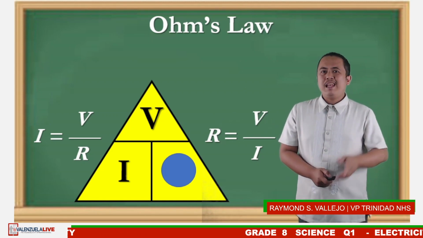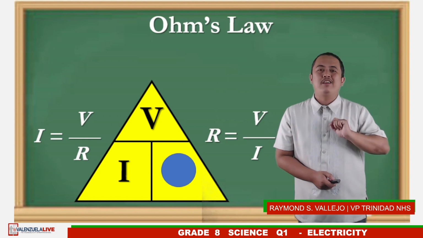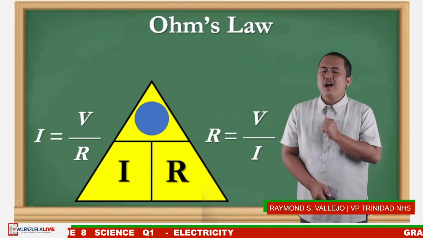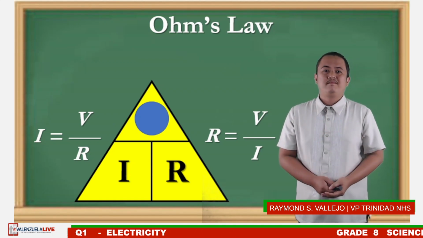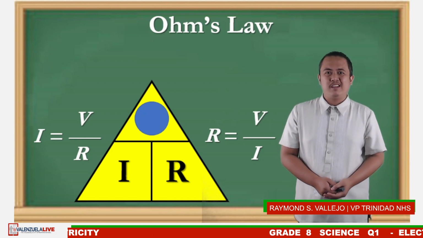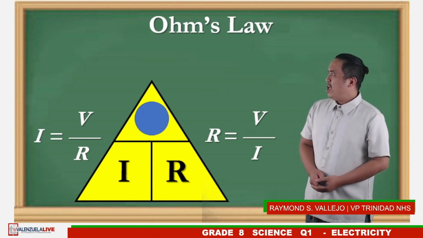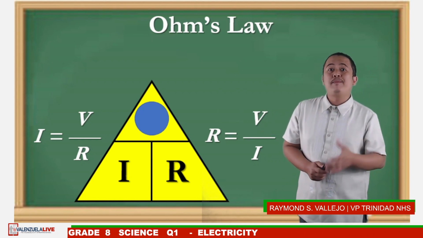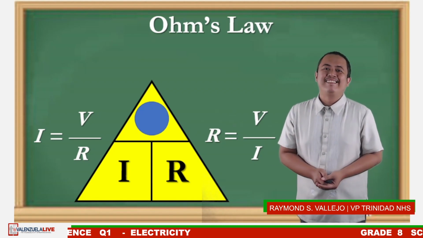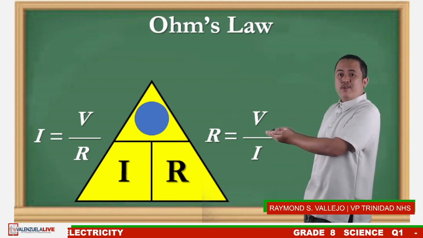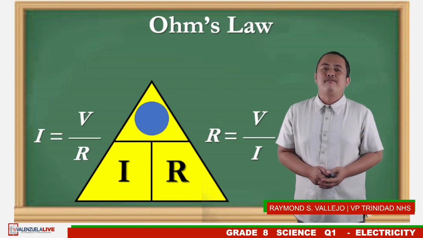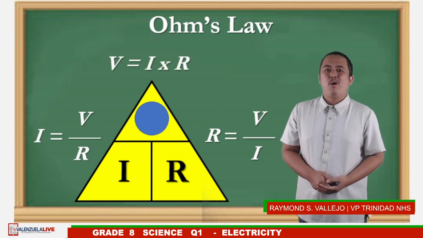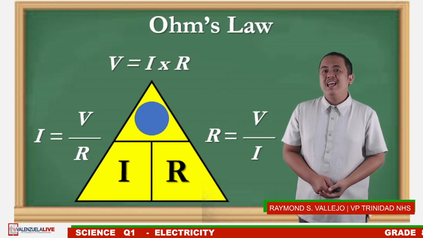Now, cover letter V from your side using your finger. So let's have letter V. Now, what will be the formula for voltage? Write your answer in the comment section. This time, we are assuming that V or voltage is the unit or the value to be computed. So what would be the formula? Again, using the equation triangle, we identify that the formula for voltage is current multiplied by resistance, or V is equals to I times R.